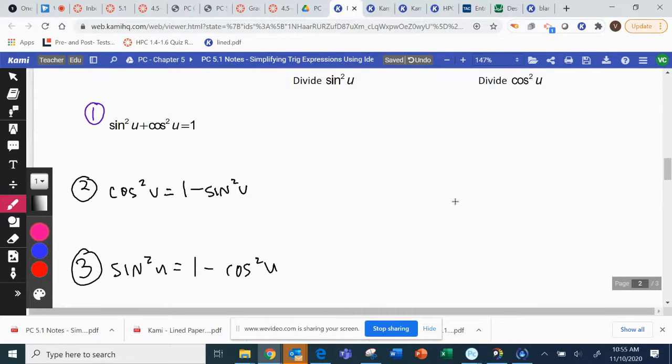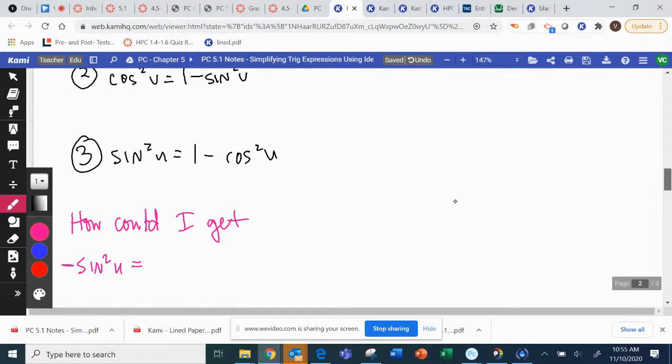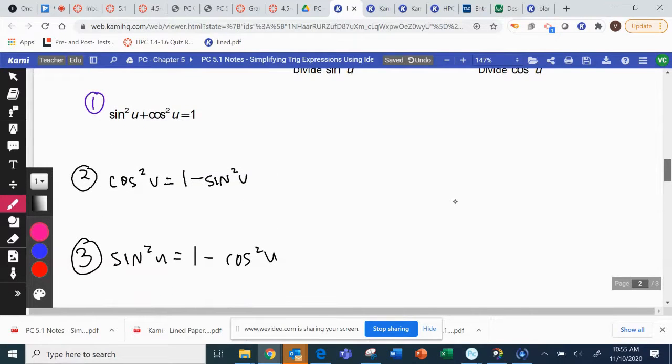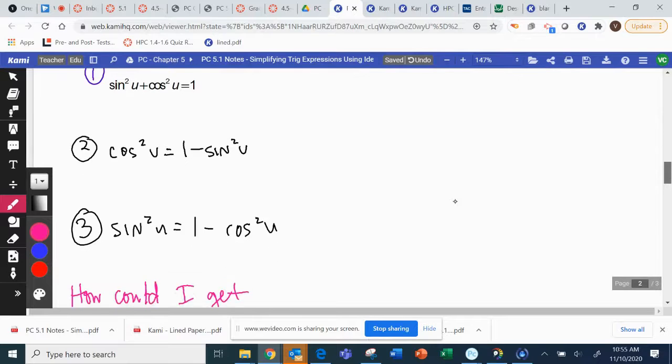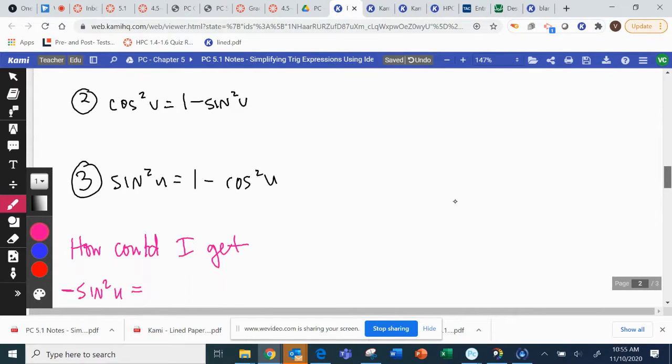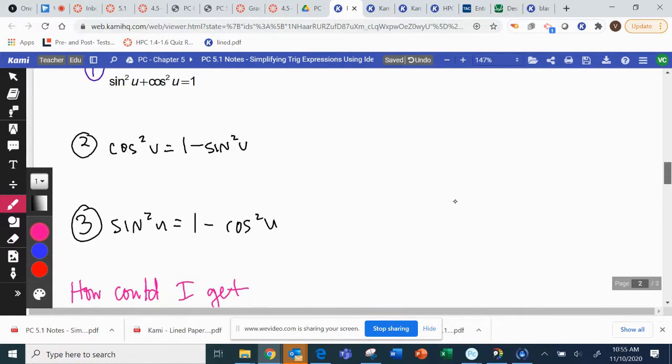Caleb, do you know how to get negative sine squared u by itself? And you can use 1, 2, or 3. Just tell me which one you want to use to get negative sine squared by itself.